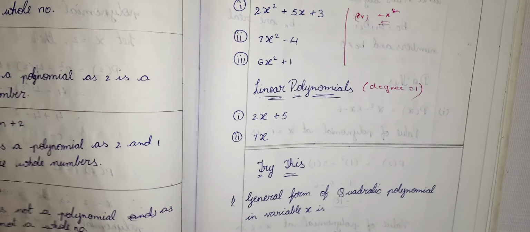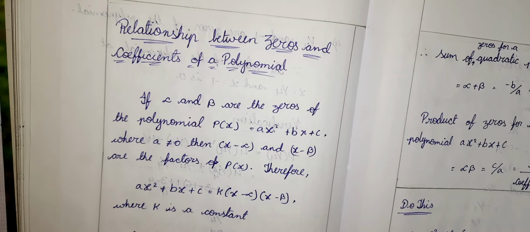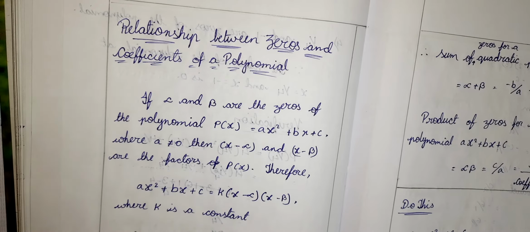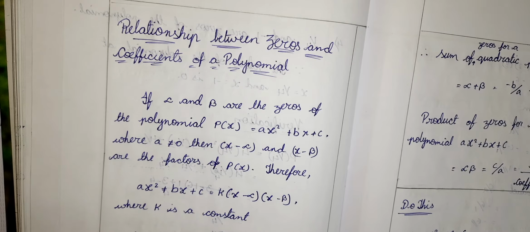So just have a glance at this. The next concept here is the relationship between zeros and coefficients of polynomials. Usually whenever we talk about the coefficients, you have a naught, a1, a2, a3 in the general form of a polynomial we have seen. The coefficients start from a naught, a1, a2, a3 and so on till an. So an is the coefficient of the constant term, a naught is the coefficient of the nth term.